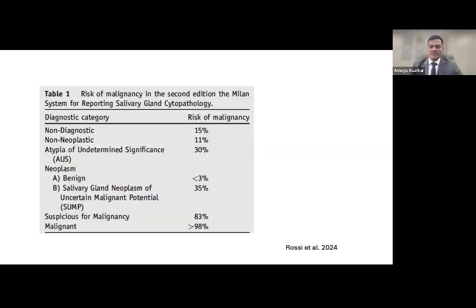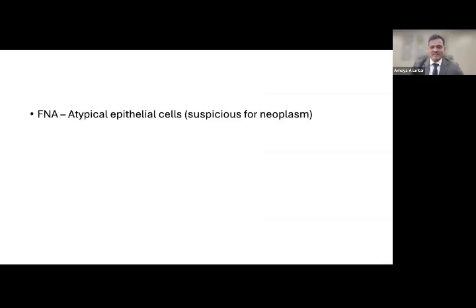Absolutely. Thank you. So that's the biggest part about the Milan classification, the risk of malignancy. I think most of the guidelines now also mention that the path report of an FNA has to include the risk of malignancy as a standardized protocol. So coming back to our patient, the FNA showed atypical epithelial cells, suspicious for neoplasm. So what would be the next steps? Maybe Dr. Ganley, can you comment a little bit as to how you would proceed with this case now?